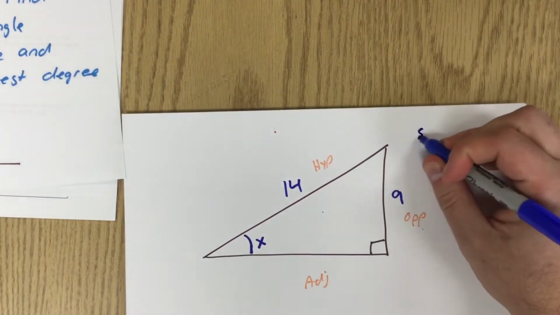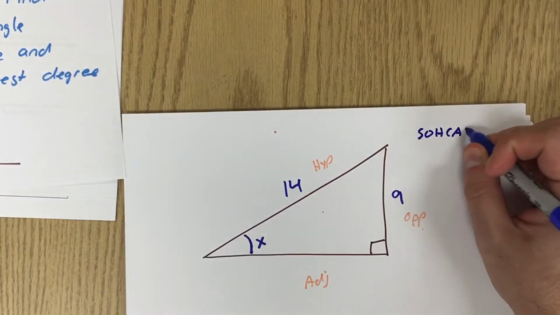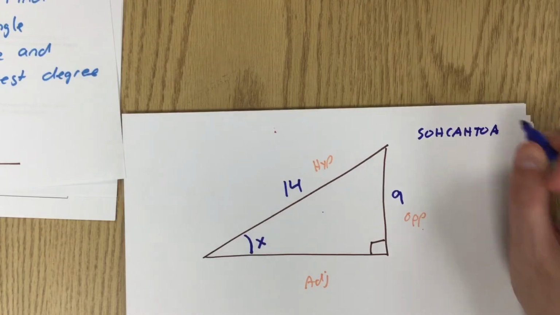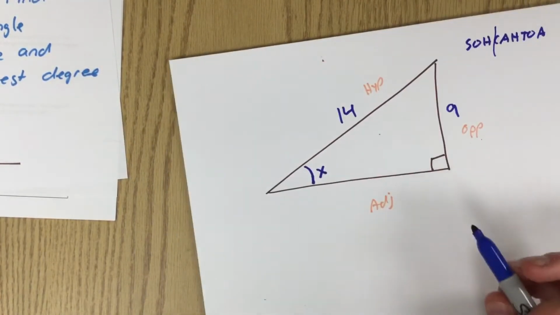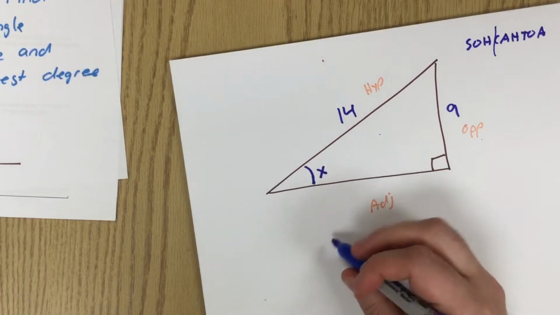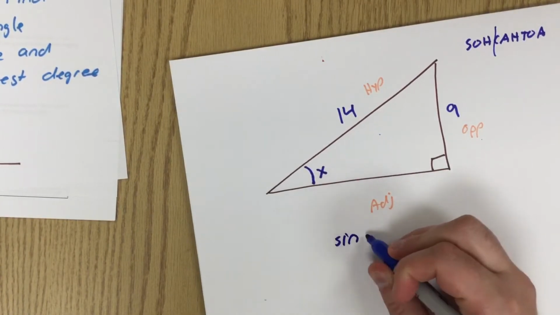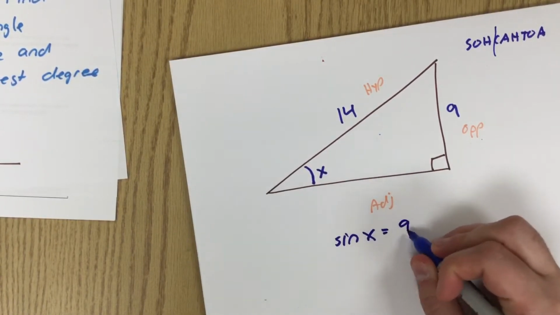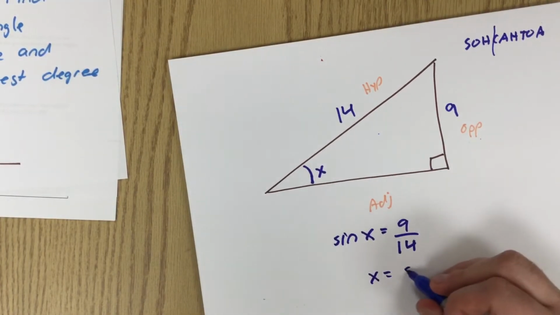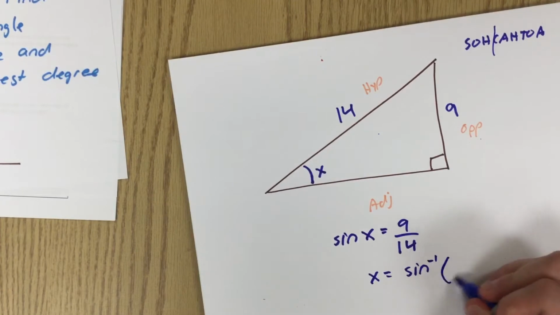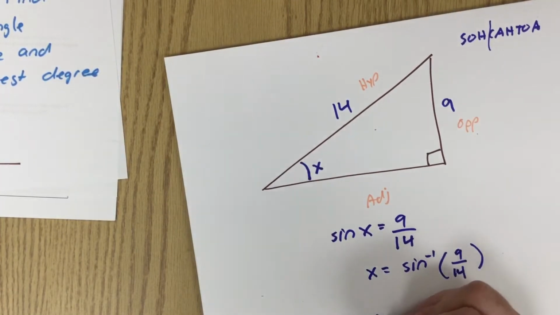We're going to write SOHCAHTOA on top. Once again we have opposite and hypotenuse, so it's going to be sine again. So it's going to be sine of x equals 9 over 14. The way we deal with that is x is the inverse sine of 9 over 14.